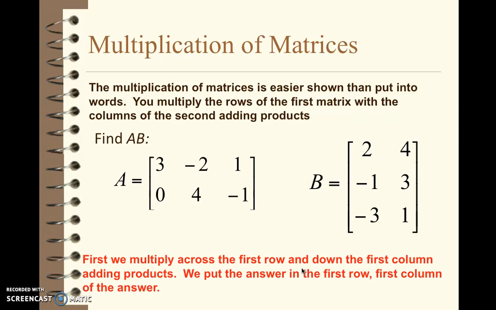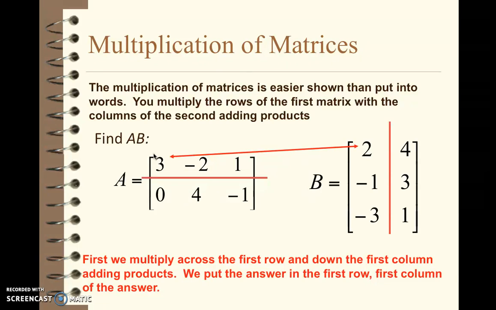So here we have matrix A and matrix B, and we want to find the product of A and B. So we're going to multiply these two matrices together. Now first what we do is we multiply across the first row, and down the first column of our second matrix. And we add the products together. All right, and when we find those, we put the answer of that in the first row, first column of our answer matrix. So first, it's best to put our matrices into rows and columns. Put your first matrix into rows, second matrix into columns, because that's the way we're going to multiply them together.